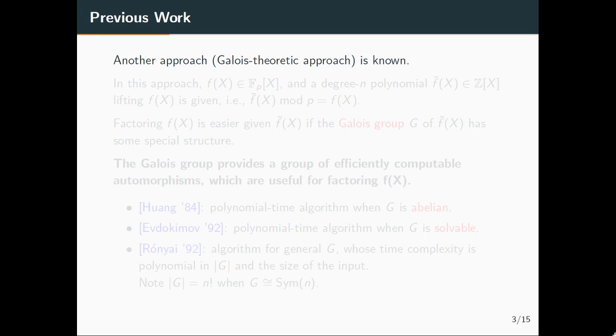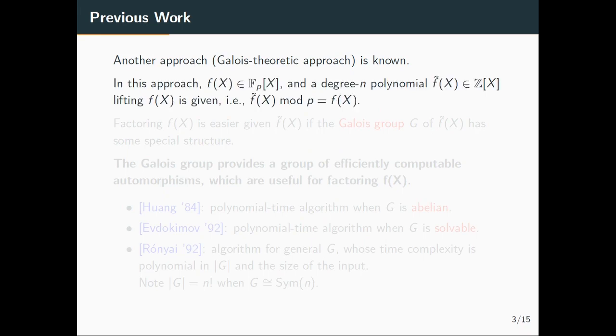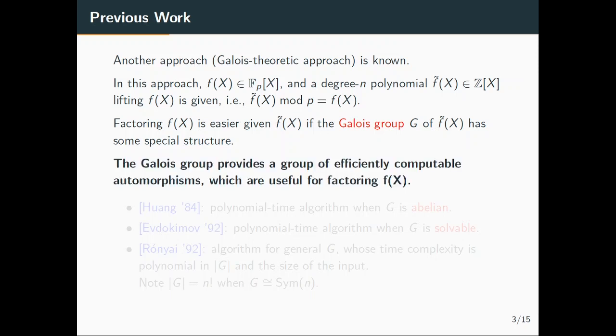There is another approach in the literature which I call the Galois theoretic approach. In this approach, the input polynomial f(x) is assumed to be defined over a prime field F_p, and besides f(x), we also assume a lifting polynomial f tilde(x) is given whose coefficients are integers. It's a lifting polynomial in the sense that the residue of f tilde(x) modulo p equals f(x). People have observed that the problem of factoring f(x) becomes easier if you are given this lifting polynomial f tilde(x), and the Galois group G of f tilde(x) has some special structure. This is because if you are given this lifting polynomial, then this gives a way of efficiently computing a group of automorphisms acting on certain algebra, and it turns out that these automorphisms are useful for polynomial factoring.